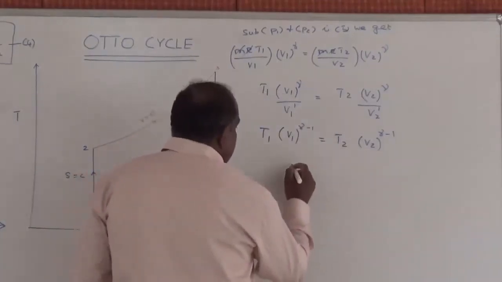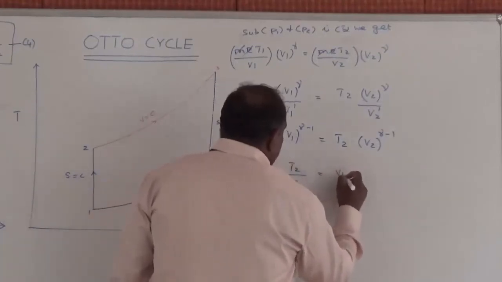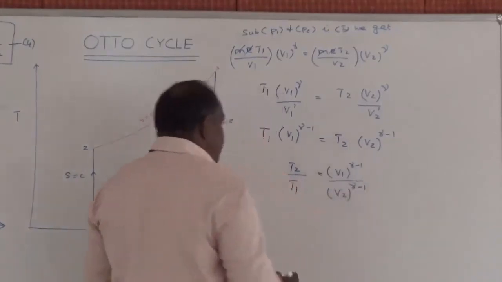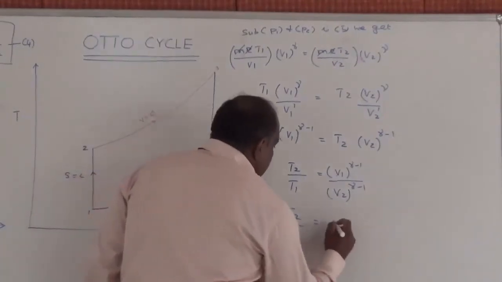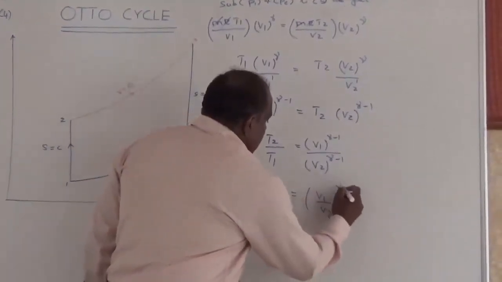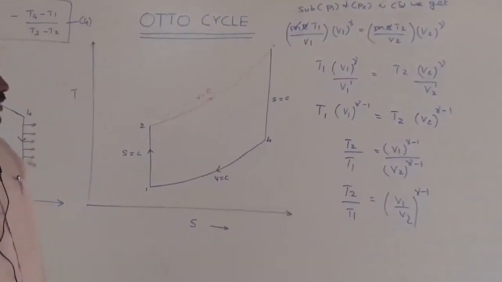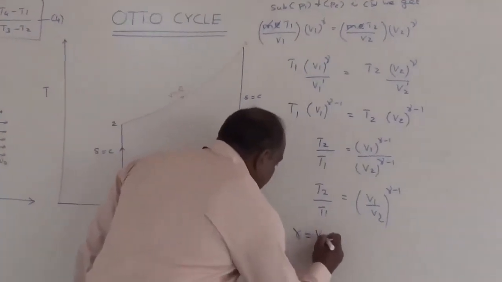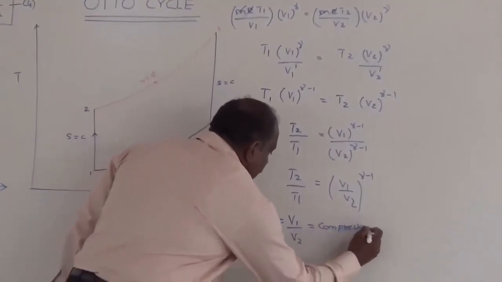From this, I want to find what is T2 by T1. So T2 by T1 will be equal to V1 whole power gamma minus 1 divided by V2 power gamma minus 1. From the simplification, T2 by T1 will be V1 by V2 whole power gamma minus 1. And here we have to define an important parameter which is known as the compression ratio. It is nothing but R. R is nothing but V1 by V2, given by a term called as compression ratio.